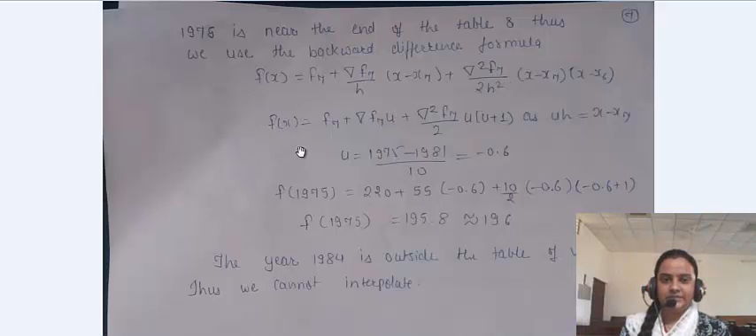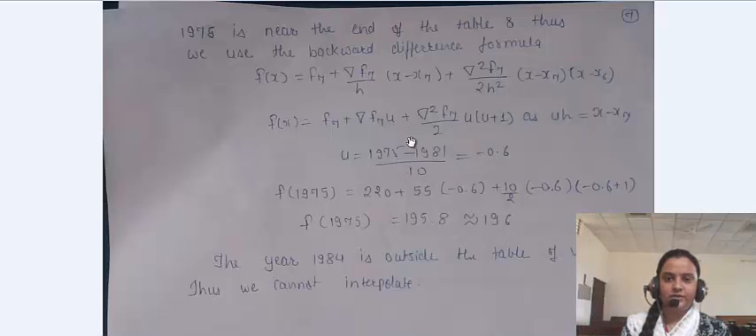f of x is finally got as f7 plus nabla f7 u plus nabla square f7 upon 2 u into u plus 1, as u is equal to x minus x7. u is equal to 1975 minus 1981 upon 10, which is equal to minus 0.6.